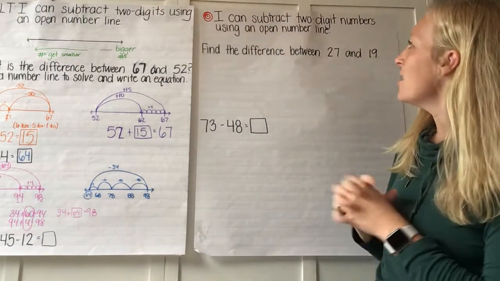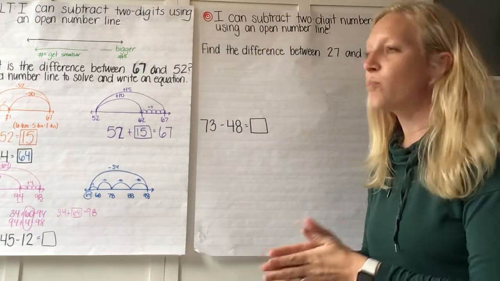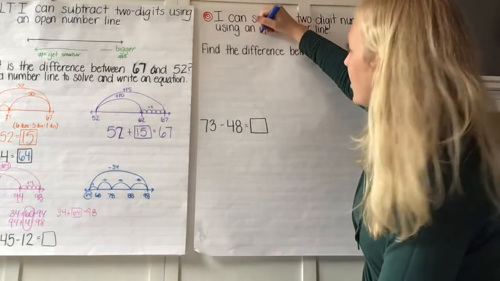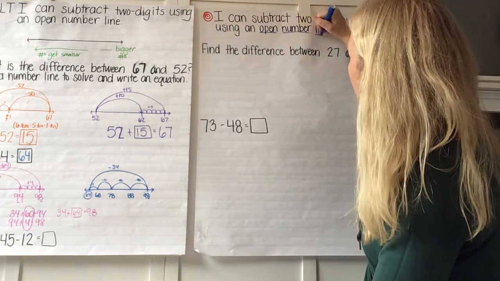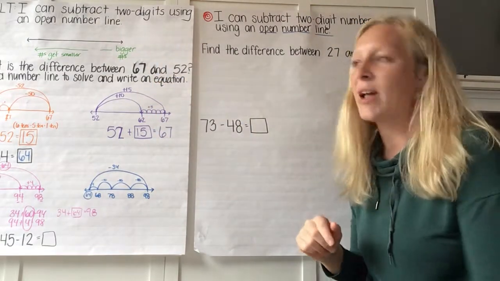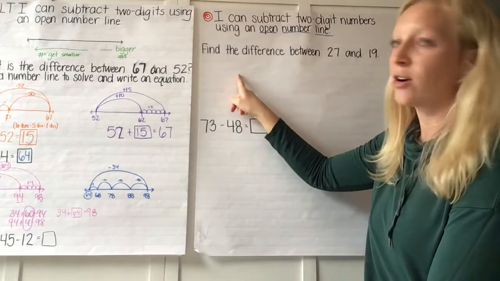I can subtract two-digit numbers using an open number line. So we're still using that open number line today, aren't we? Just like yesterday. And remember that open number line, if we look at our work from yesterday, that bigger number is going to start on this side. The smaller number is going to start here.